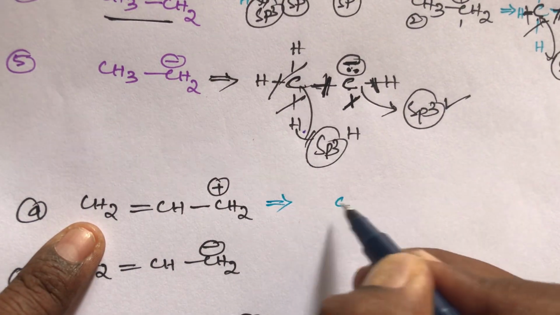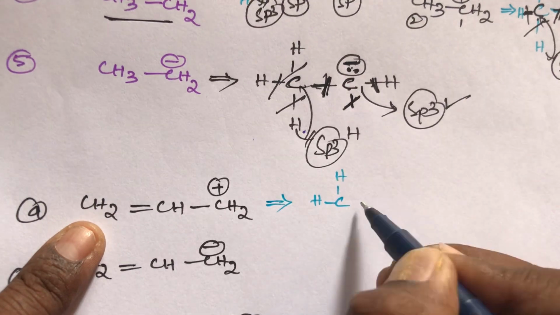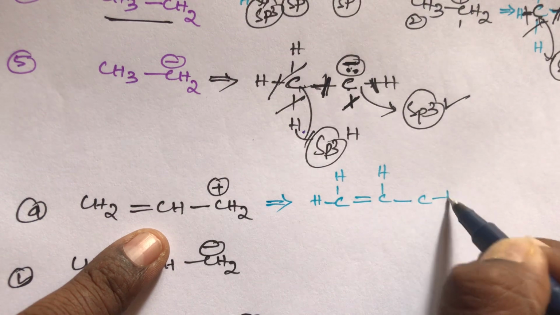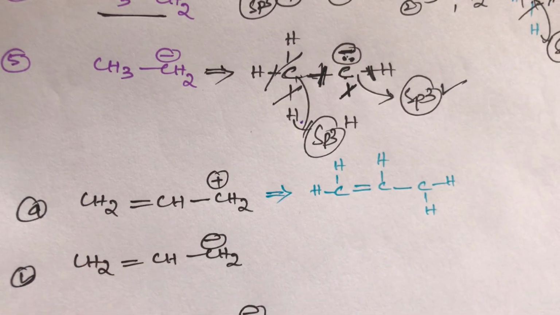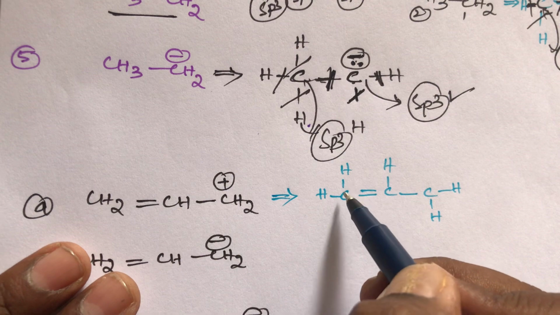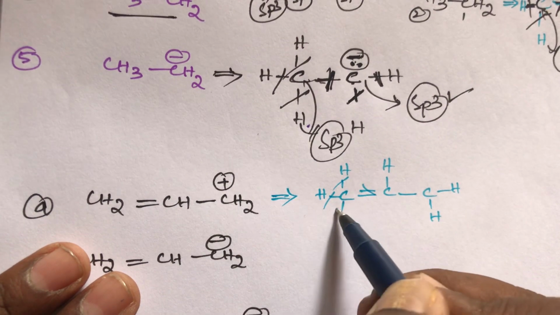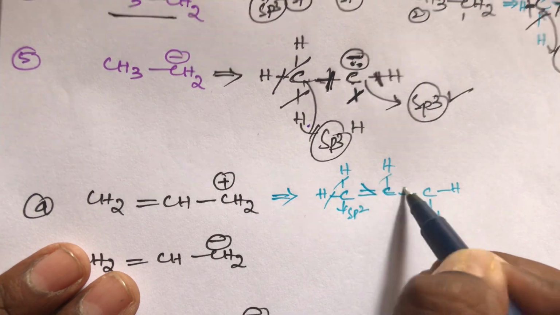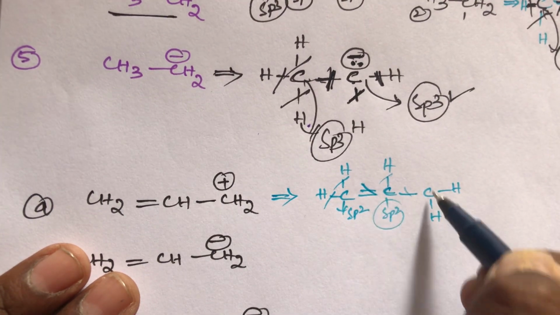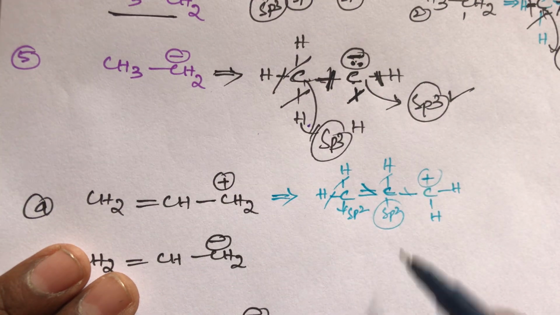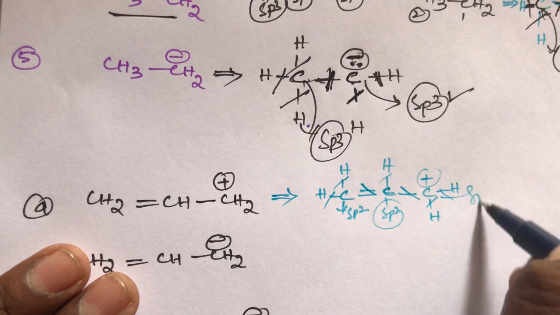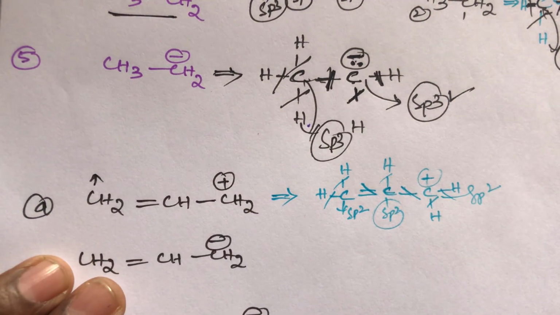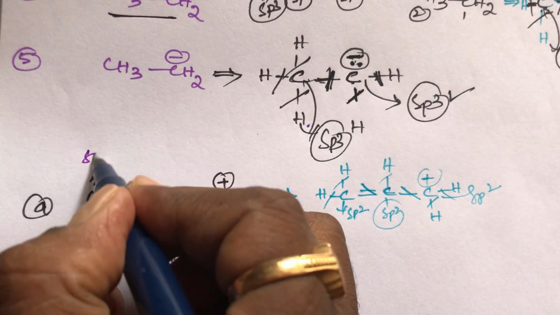CH2 double bond means this carbon has 2 hydrogens, a double bond, 1 hydrogen, a single bond, like this. So this carbon has 3 sigma bonds, 1 2 3, so that means sp2 hybridization. And this carbon also has 3 sigma bonds, 1 2 3, this is also sp2 hybridization. And here the plus charge is on the carbon. So this carbon has 1 2 3, it is also sp2 hybridization. So in this structure all carbons undergo sp2.